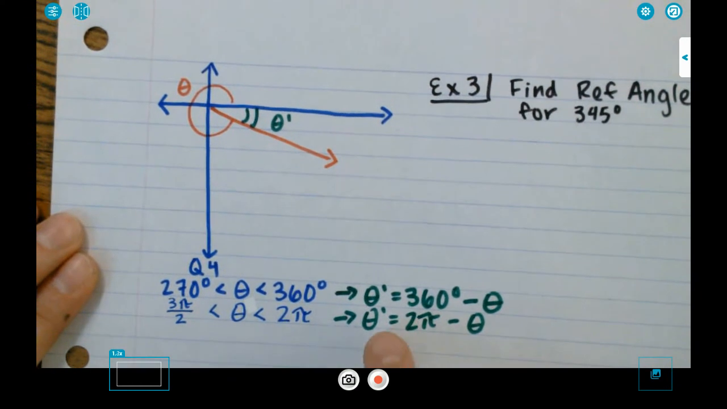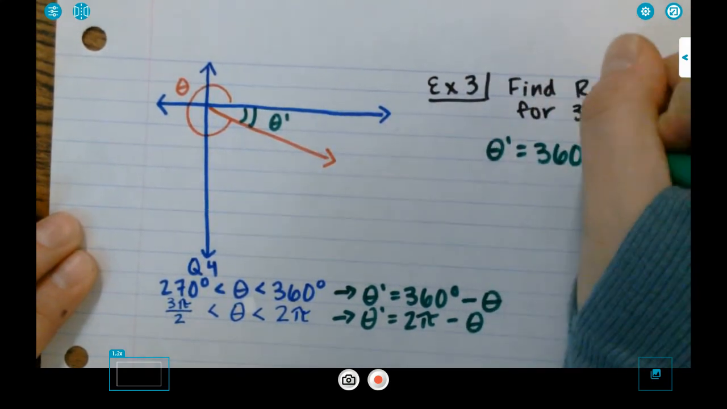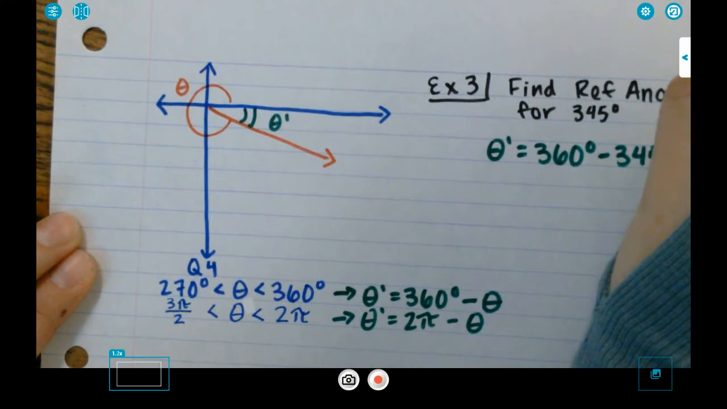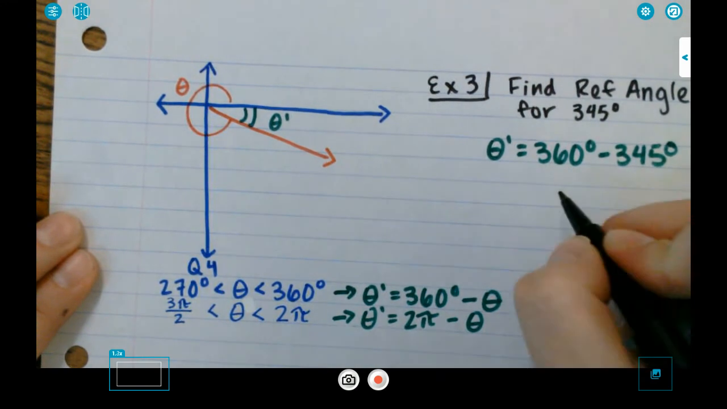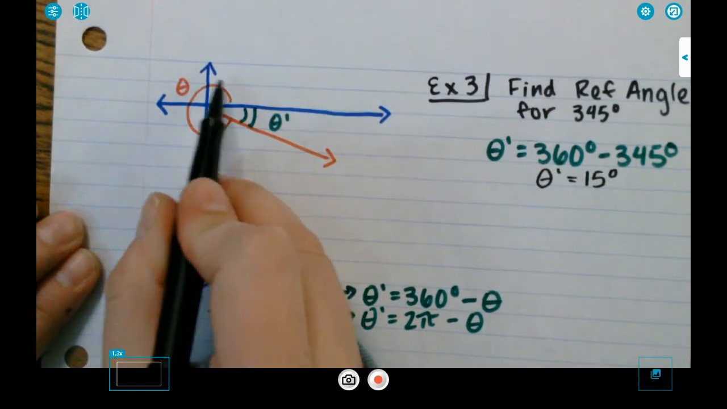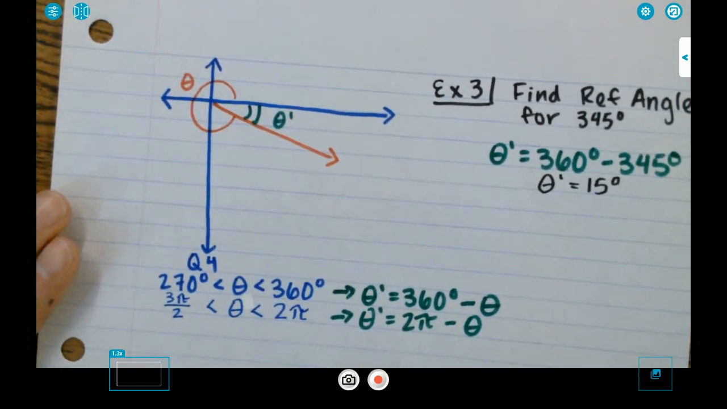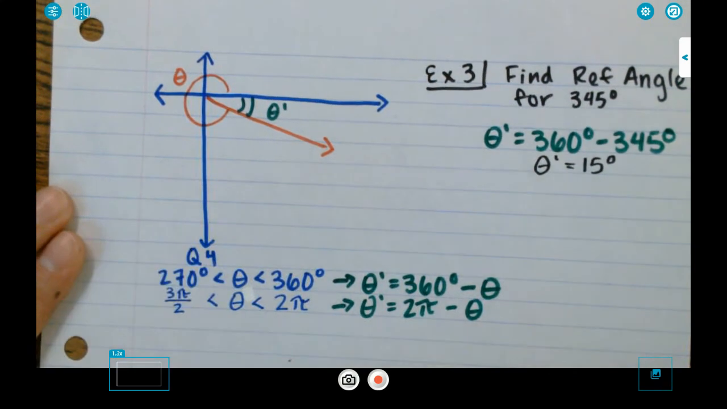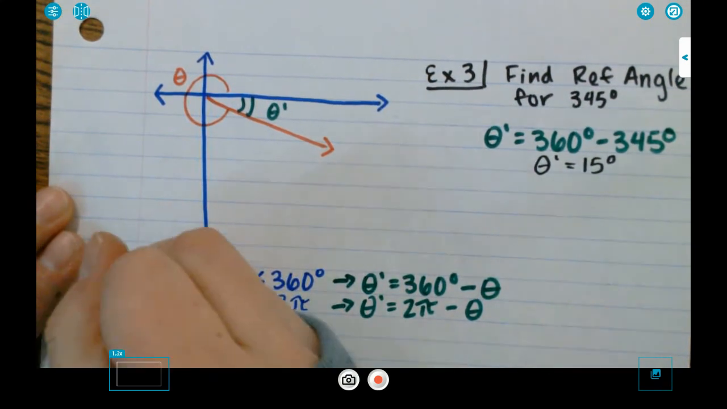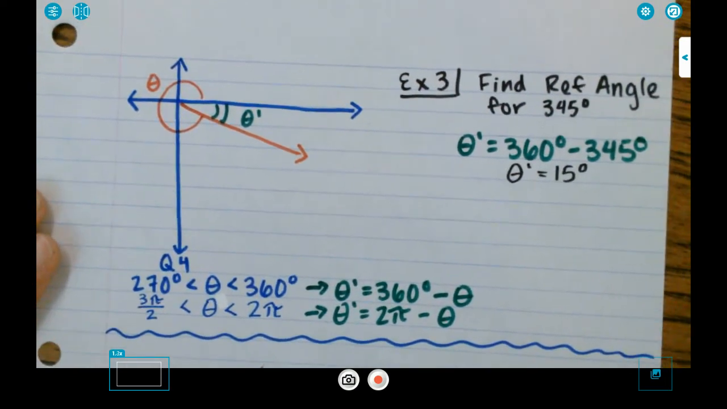So for 345 degrees, we would just take 360 minus 345. So theta prime equals 360 degrees minus 345 degrees. That's just going to be 15 degrees, which makes sense. That 345 degrees, and then go 15 more, takes you back to 0, back all the way around your circle. Any questions right now?